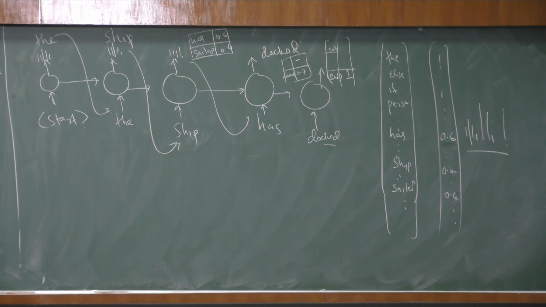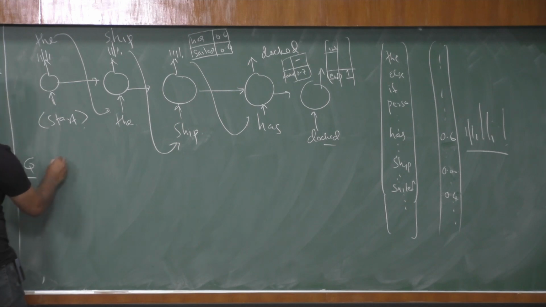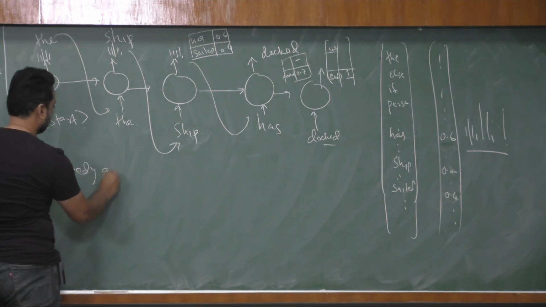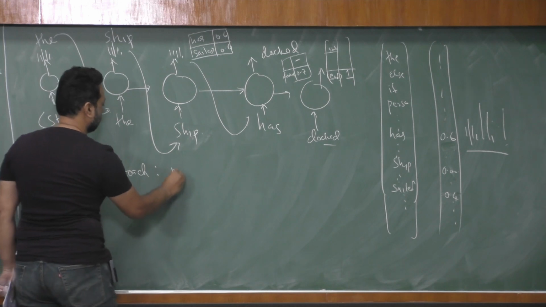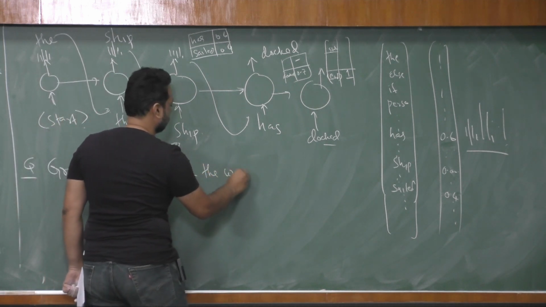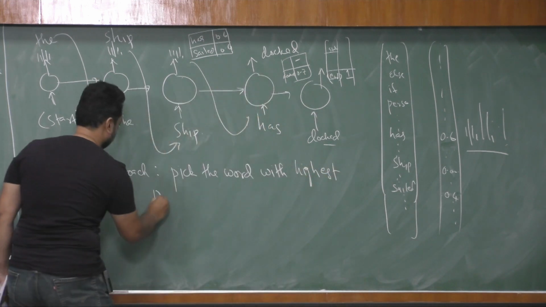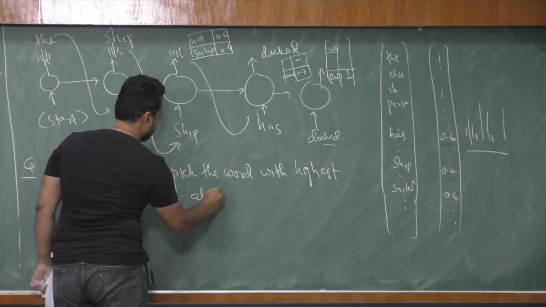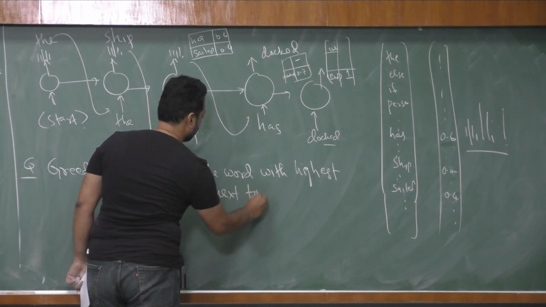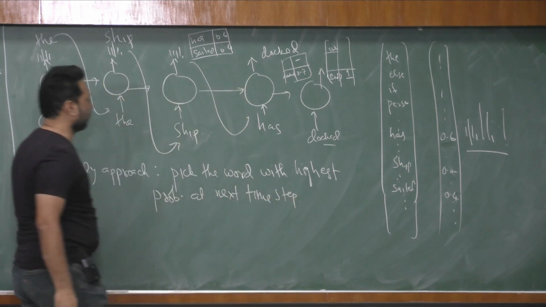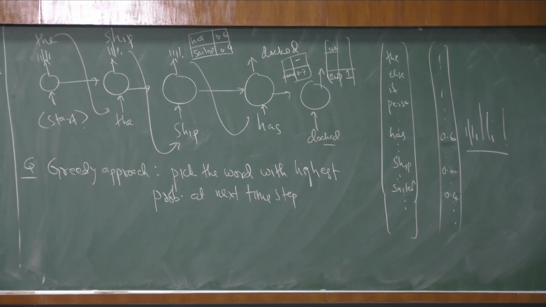Okay, so in this process of producing the next word in the sequence, a natural question is, should we always go with a greedy approach where we pick the highest probability? Okay, so greedy approach: pick the word with highest probability at the current time step. So pick the word with highest probability.